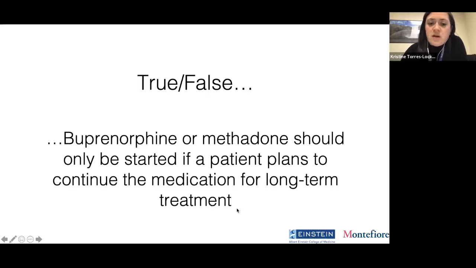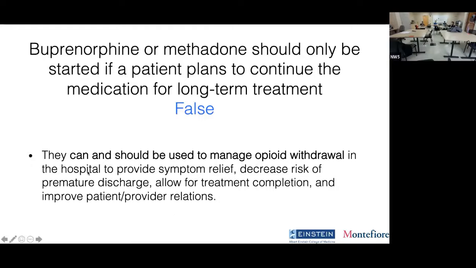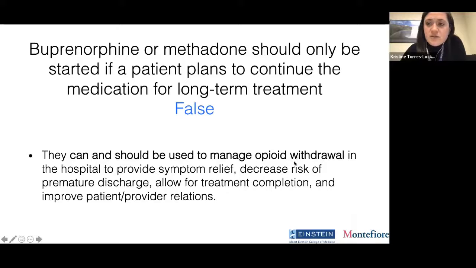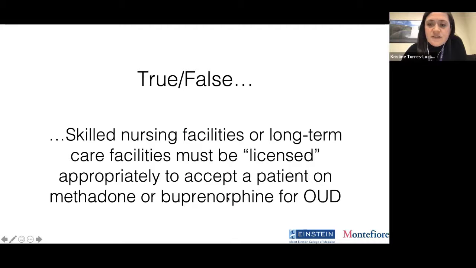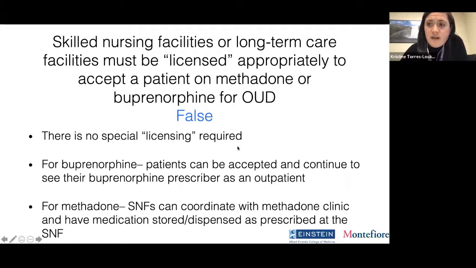Bupe or methadone should only be started if someone wants to continue medication for long-term treatment. True or false? False, exactly. We can and should be using these medications to at least manage opioid withdrawal, regardless of whether they want to continue. And then skilled nursing facilities or long-term care facilities must be appropriately licensed to take patients on methadone or bupe for opioid use disorder. False. Exactly. There's nothing special about licensing they need. They just need to be able to coordinate with the outpatient providers. So if you're seeing your patients be discriminated against and rejected from facilities, let me know, because that should not be happening.